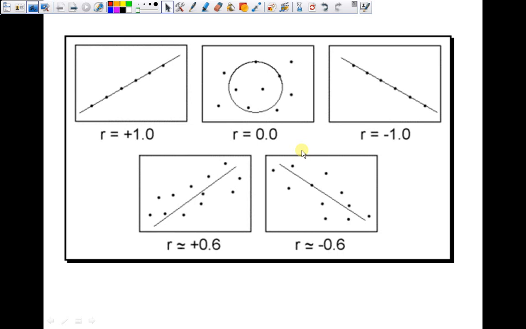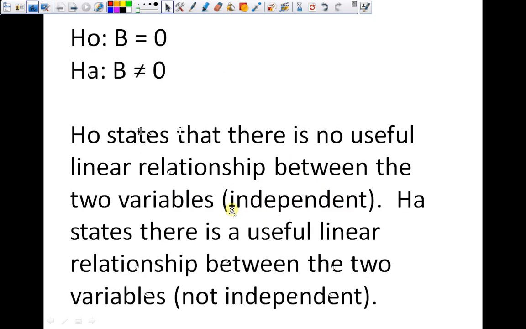Okay, so we looked at some values of R. Here's some more. We see R is positive 1, a perfect fit. R is negative 1, a perfect negative fit. Basically, a circular or a blob plot here yields R equals 0 or R equals close to 0. And then they're saying here R is approximately positive 0.6 and negative 0.6. And it kind of depends on the scale, but you get the idea. This is a positive slope, this is a negative slope. And you can definitely tell that this is a positive, even if you didn't have this line here, you could tell that this was a positive relationship and this is a negative relationship. So that value is 0.6.